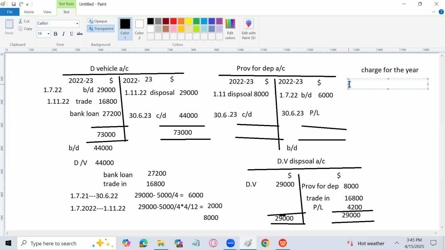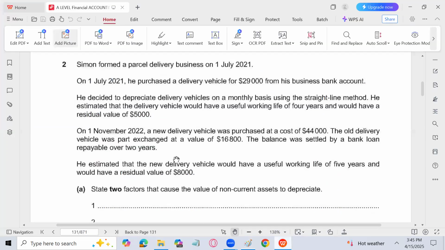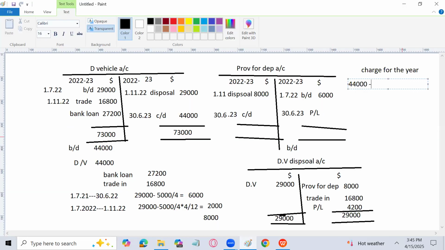और जो नया परचेज आपने किया है वो है 44,000 का, जो पार्ट एक्सचेंज में आपने परचेज किया है. And on that asset, unfortunately, the depreciation method is changed, because the useful life is going to be 5 years and residual value is going to be 8,000. So 44,000 minus 8,000 divided by 5, and we have to calculate according to month basis.